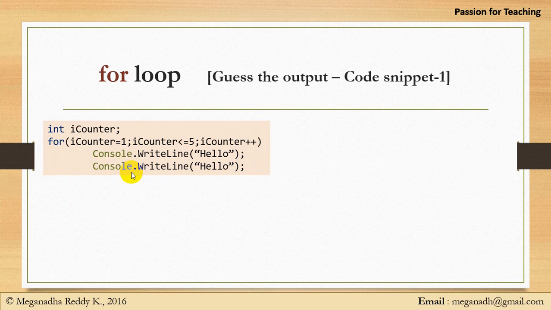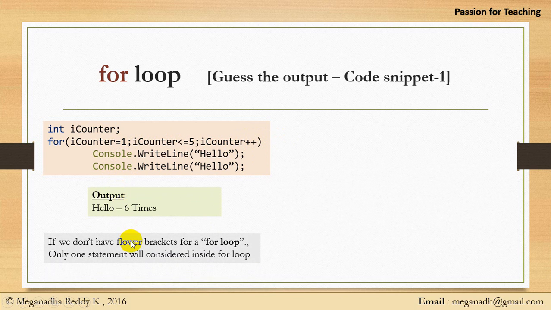Now this loop will iterate from 1 to 5, and only this one statement will be iterated, so hello will be printed 5 times. After this for loop it will come here, and this will be printed 1 time. So the total output will be 6 times. Hello will be printed 6 times. Remember, if we don't have curly brackets for a for loop, only one statement will be considered inside a for loop. Okay, so let's see the other one.